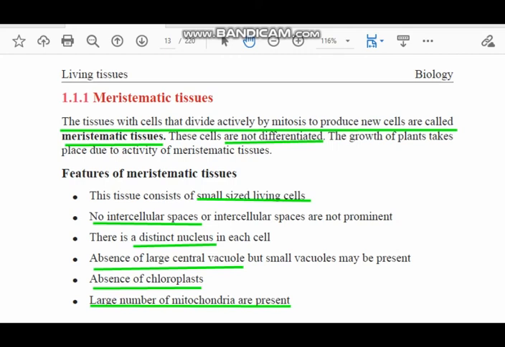Why do you think there is a large number of mitochondria in meristematic tissue? Because meristematic tissues are only having the ability to support the growth of the plant through cell division. So mitochondria is the powerhouse of the cell, which generates energy. For this action, more energy is required for growth of the plants. So that's why it contains a large number of mitochondria.